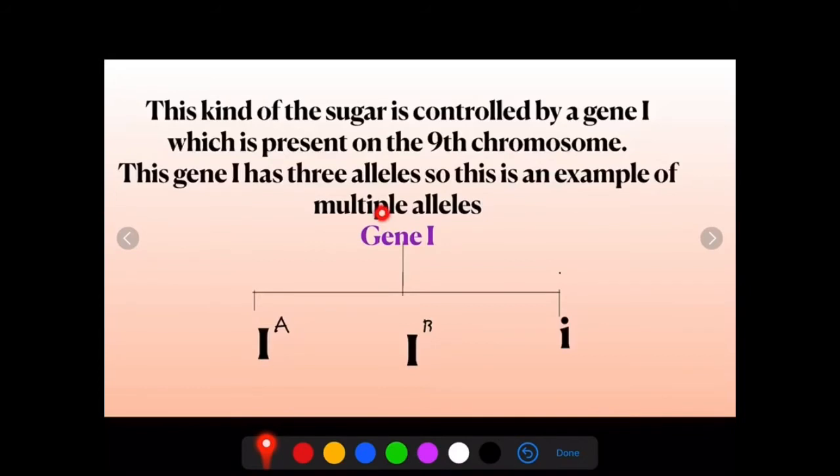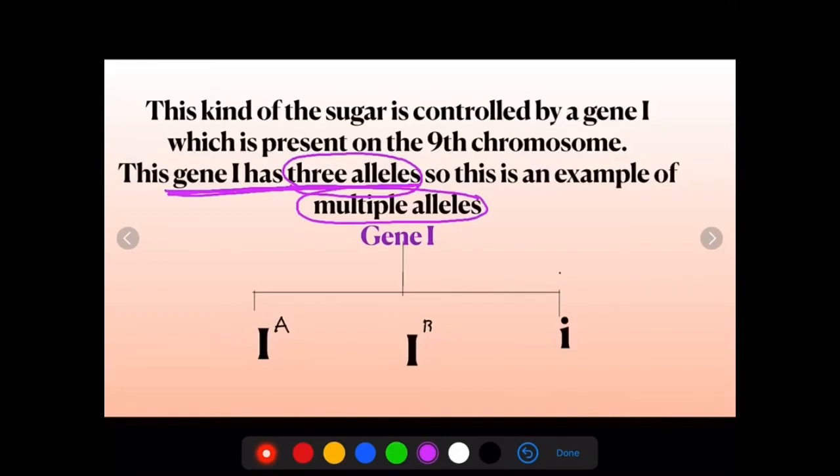How many alleles have you seen in the experiment of Mendel, the experiment on Mirabilis jalapa? We have seen 2 alleles, but here you see that this gene I of blood group has 3 alleles. Now this is again something different from Mendelism. So this is one of the deviations from Mendelism. And when it has 3 alleles, we say that this is an example of multiple alleles also.